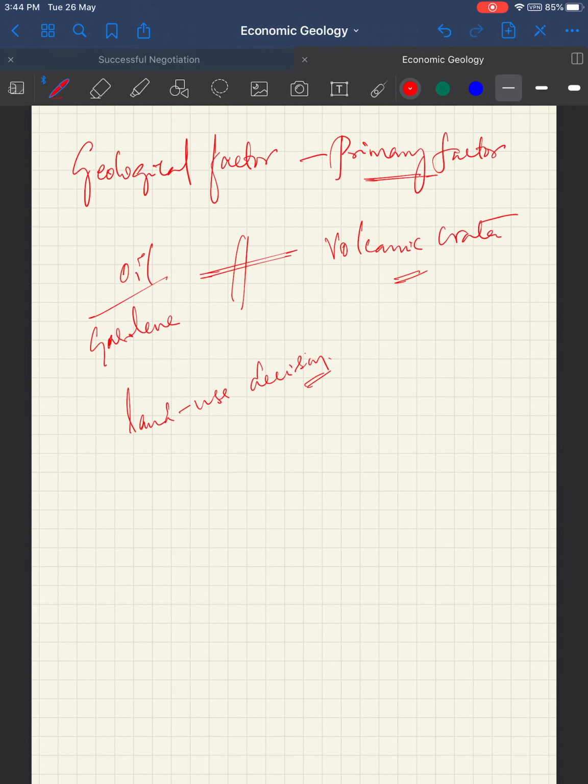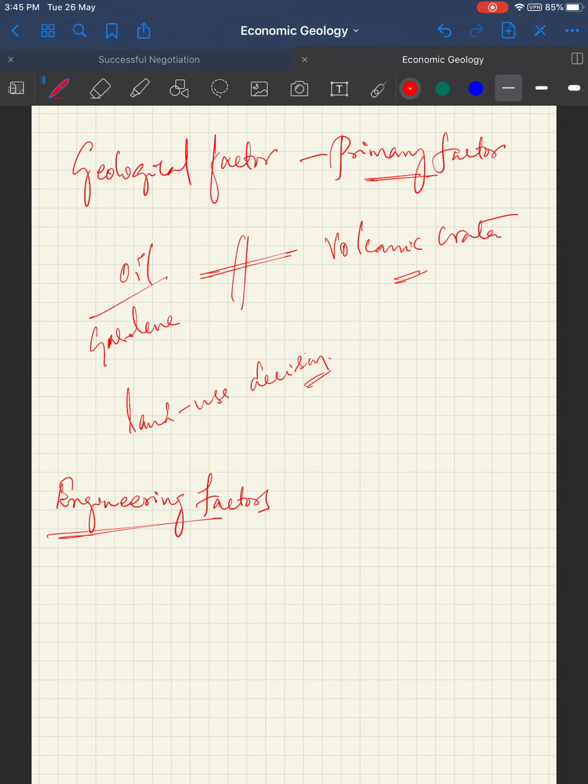Okay, so the second factor is the engineering factors. Basically, it is the technology. This varies from country to country. Each country has made its own technological advancement, and based on the availability of technology, a mineral deposit becomes a profitable venture for that particular country, or the firms, or the industries which are involved in the mining business in that particular country.